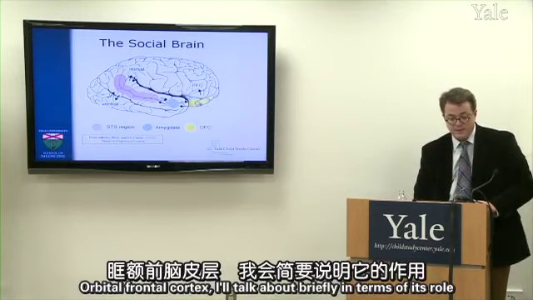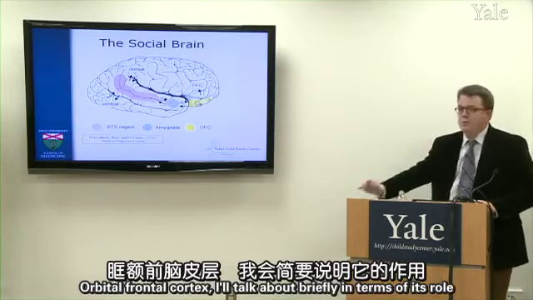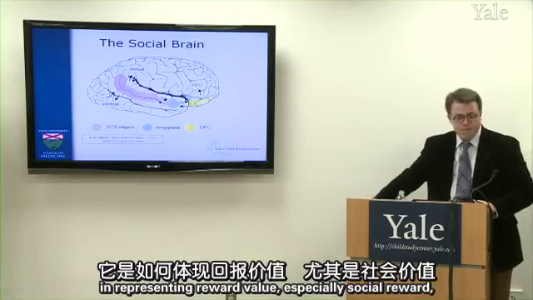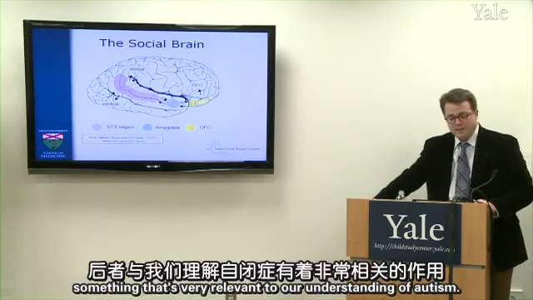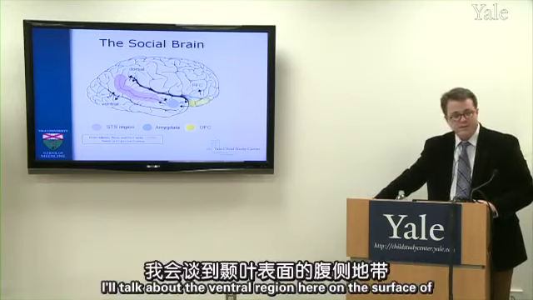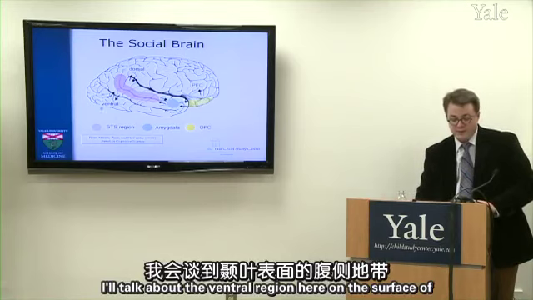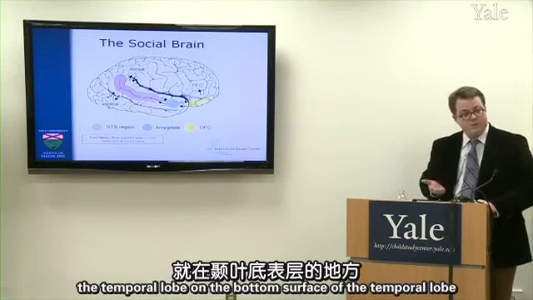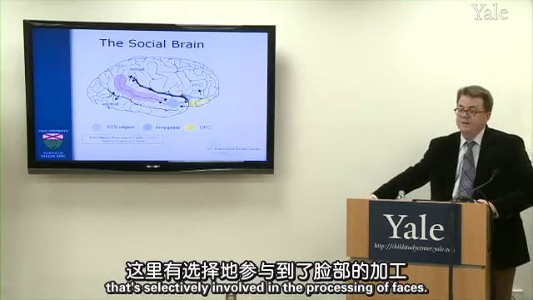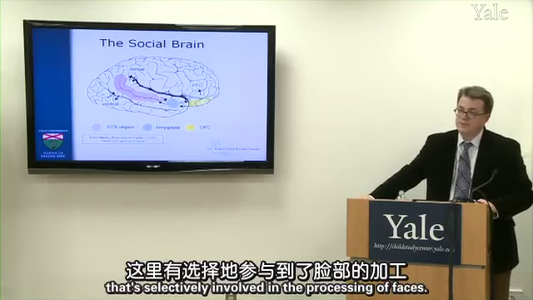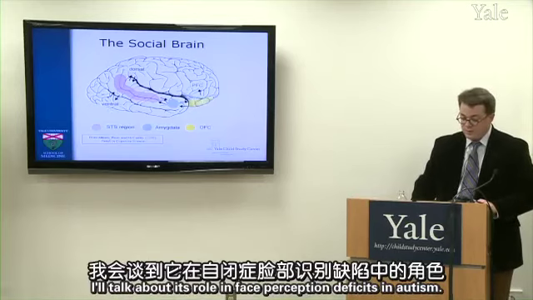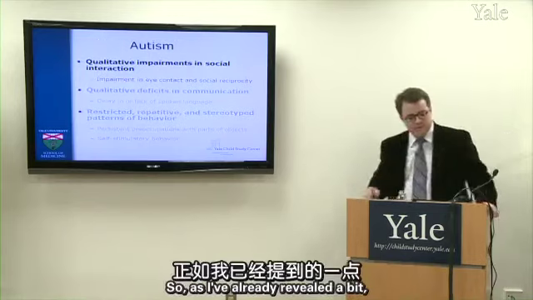Orbital frontal cortex I'll talk about briefly in terms of its role in representing reward value, especially social reward, something that's very relevant to our understanding of autism. And I'll talk about a ventral region on the bottom surface of the temporal lobe that's selectively involved in processing faces. We'll talk about its role in face perception deficits in autism.